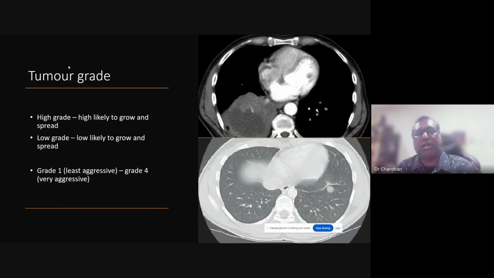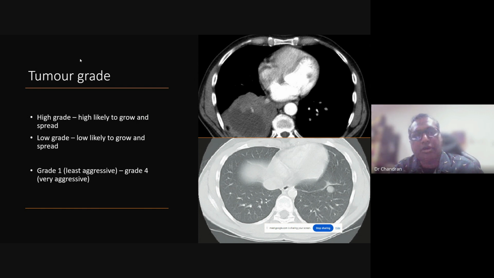Then the next word is called grade. And this is another area where people always get confused, stage and grade. What is tumor stage and what is tumor grade? They are not the same.